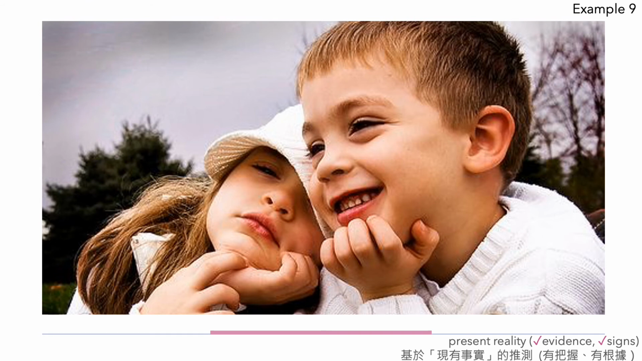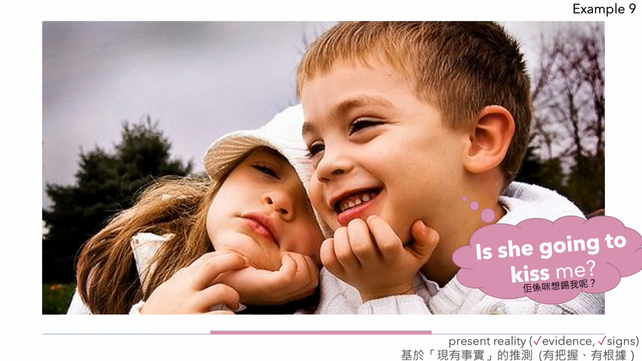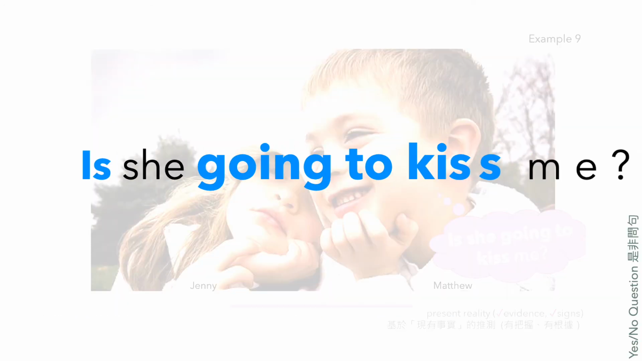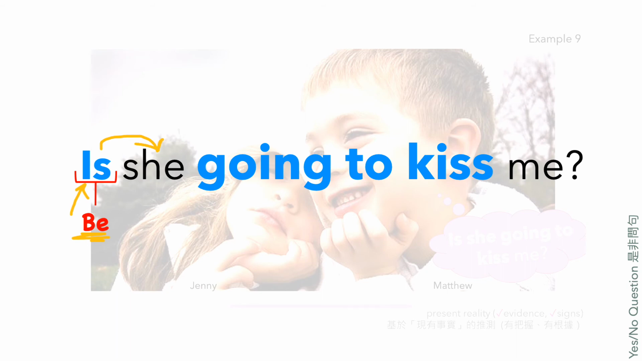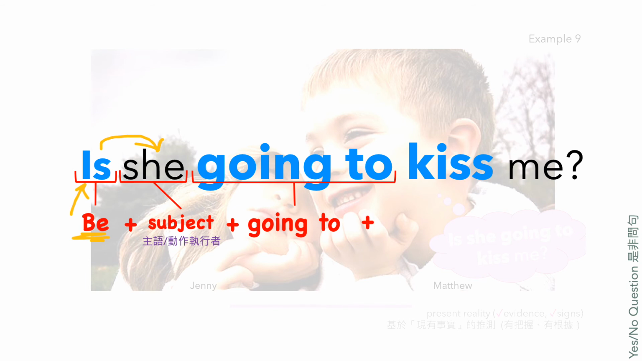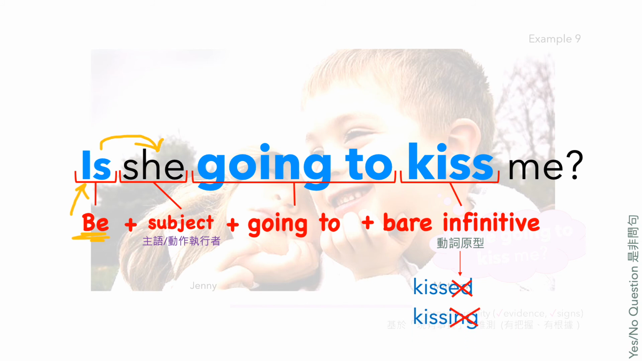Another example. These two little kids, they go to a park and have fun. And this boy is thinking, is she going to kiss me? In this question, is she going to kiss me? You can also see we put be at the front. We use is here because you have she as the subject. And you can see the capital letter I for the is. And then you have going to and the bare infinitive. Again, no ed, no ing.